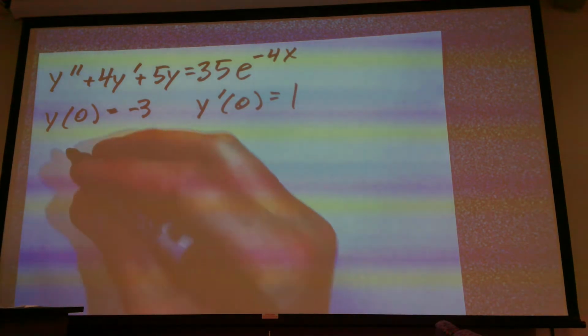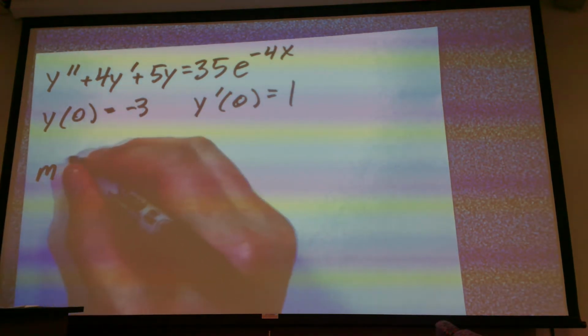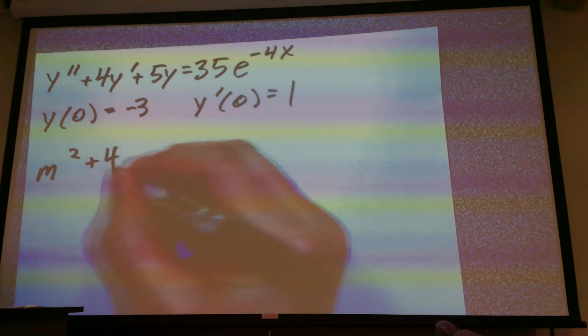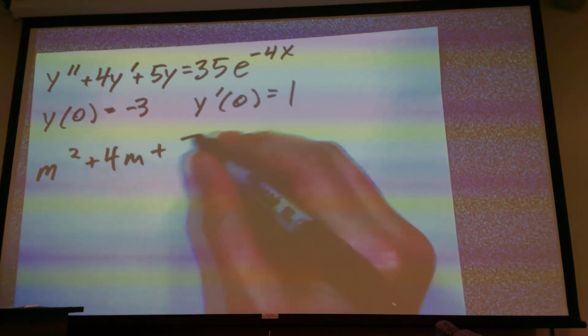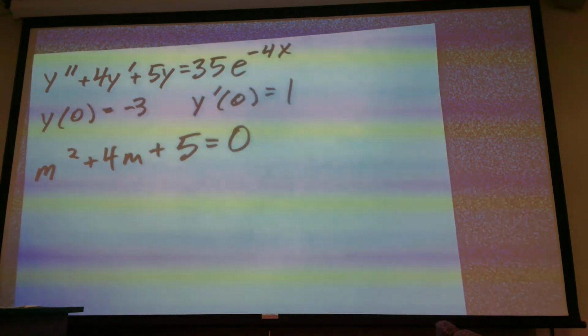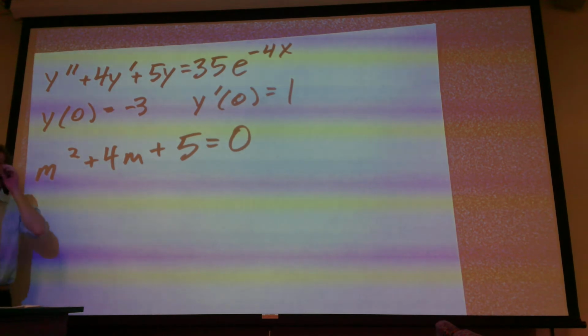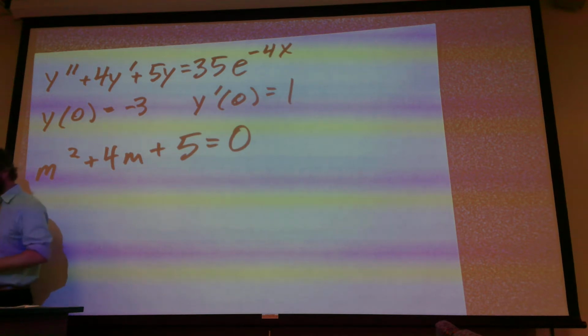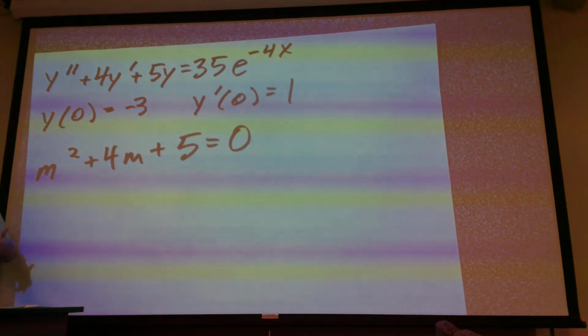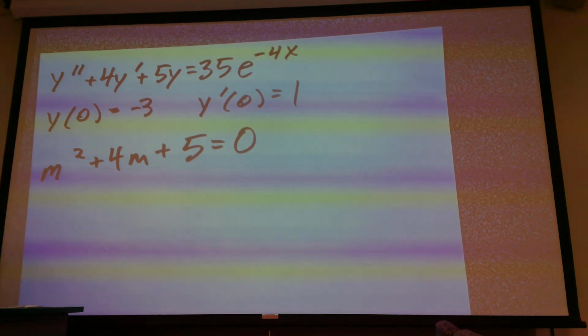All right. So m squared plus 4m plus 5 is going to equal 0. I don't see a good way to factor this off the top of my head. So why don't we have a second look at it? Let's use the quadratic equation, excuse me.